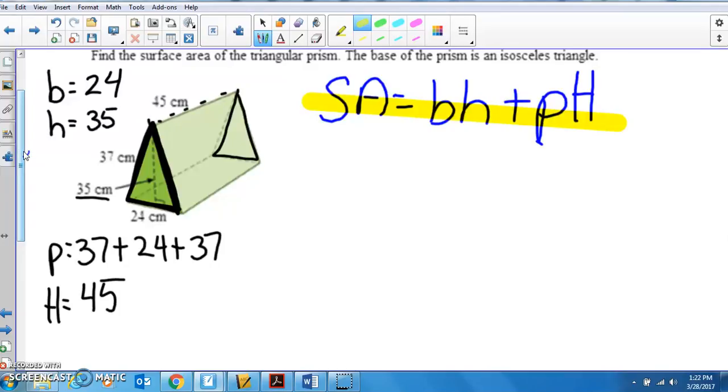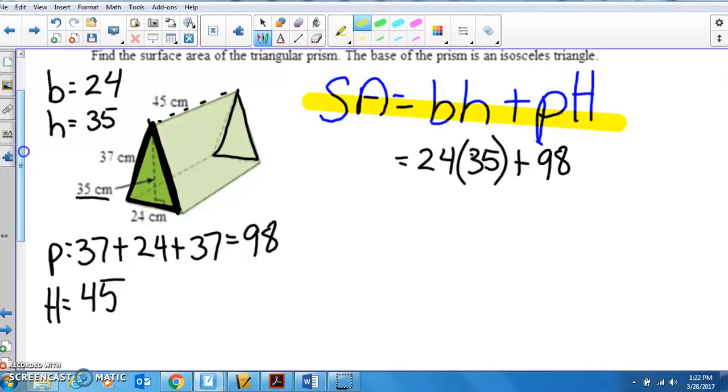And so all I'm going to do now is take everything and substitute in. Our lowercase b is 24. The height of that triangle is 35. The perimeter, I didn't add those together, but when we take 37 plus 24 plus 37 again, make sure I'm adding right, that gives you 98. So our perimeter is 98. And please use calculators, so you take up less time, plus you can double check a lot quicker. And then our overall height of this prism is 45.